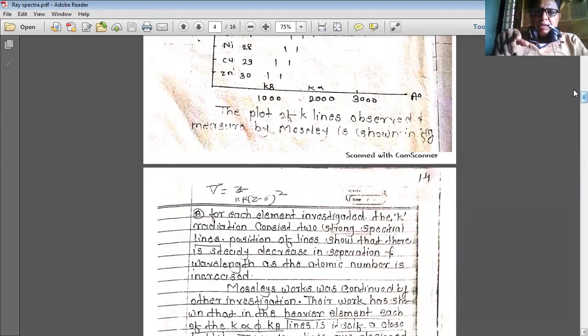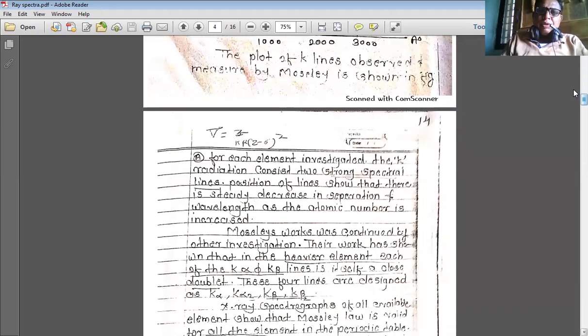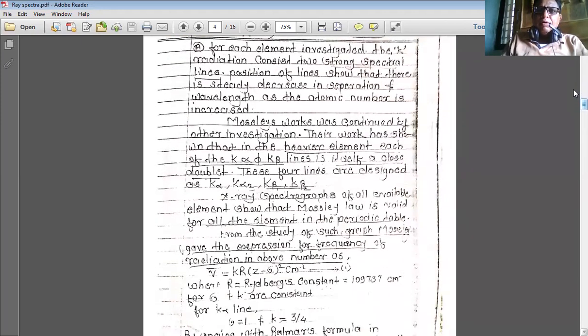The positions of the lines show that there is a steady decrease in the separation of wavelength as the atomic number increases. Okay, so Moseley's work was continued by other investigators.